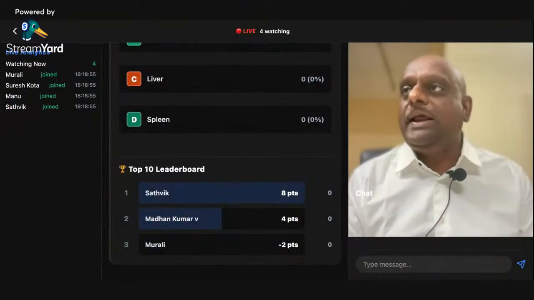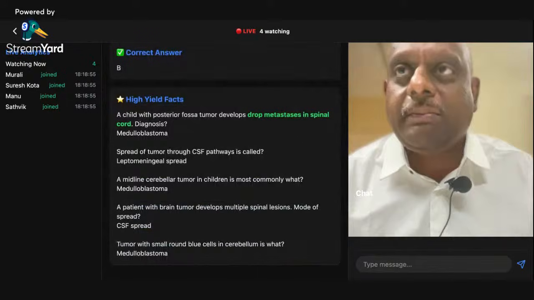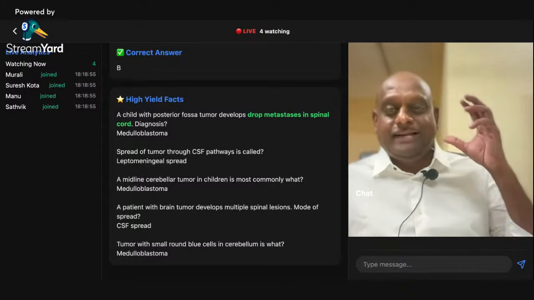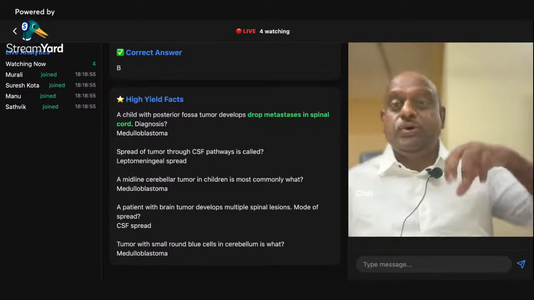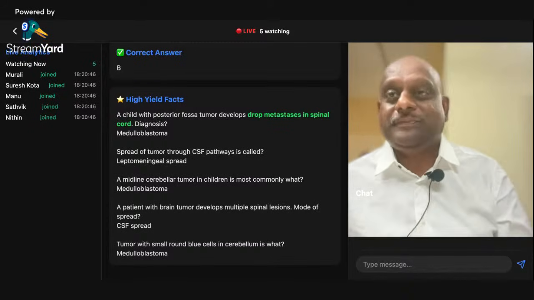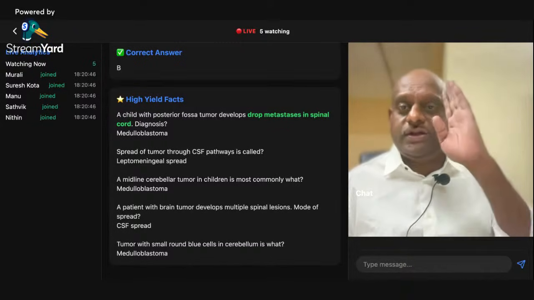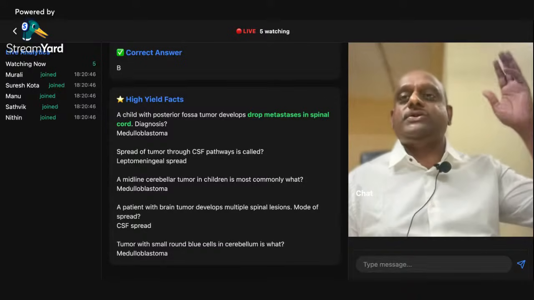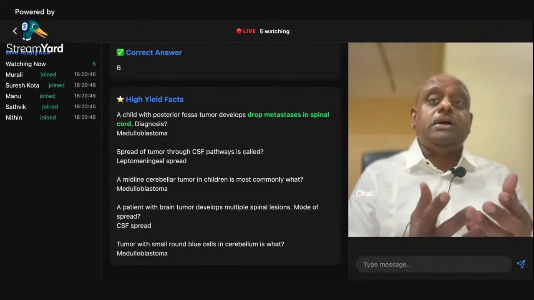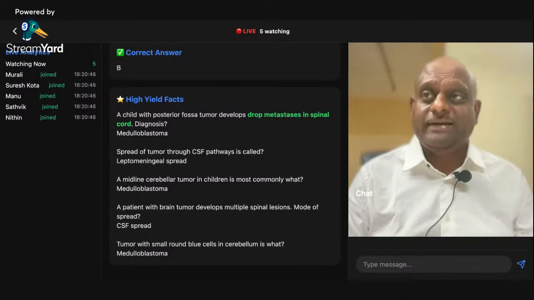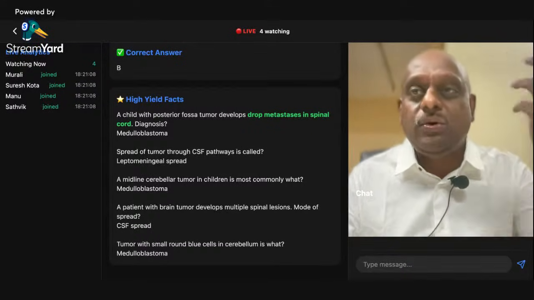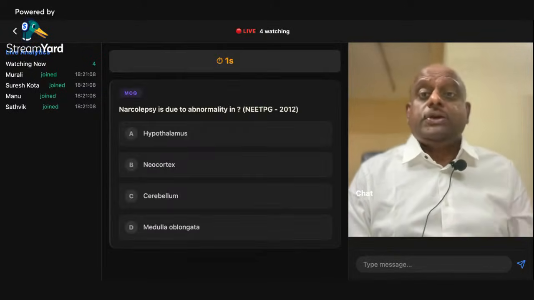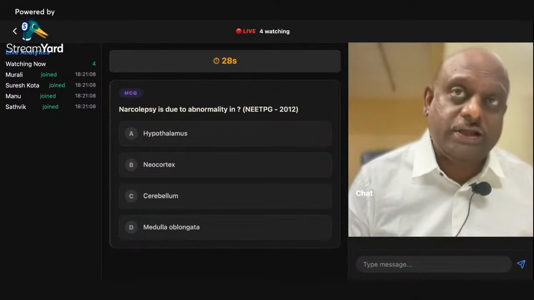Now, medulloblastoma most commonly metastasizes through the CNS, is what you need to remember. Whenever there is a child with a posterior fossa tumor and there are drop metastases into the spinal cord, you need to diagnose medulloblastoma. A midline cerebellar tumor, especially in children, the most common cause is medulloblastoma. And a tumor that metastasizes through the spinal fluid, drop metastasis as they are called, is medulloblastoma. And medulloblastoma histologically is a small round blue cell tumor, is what we have to remember.